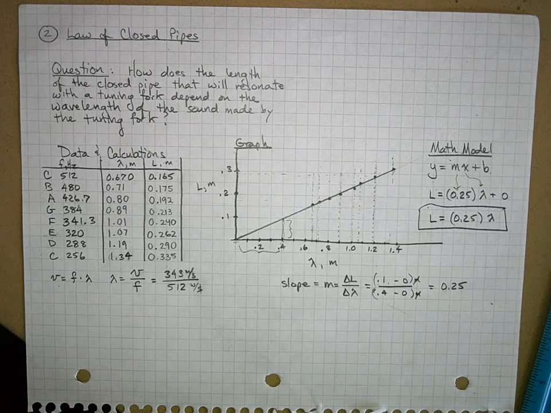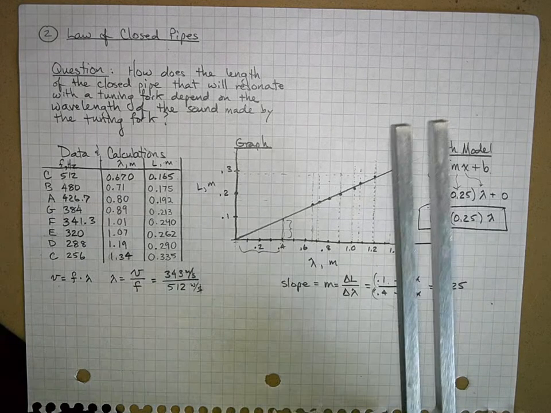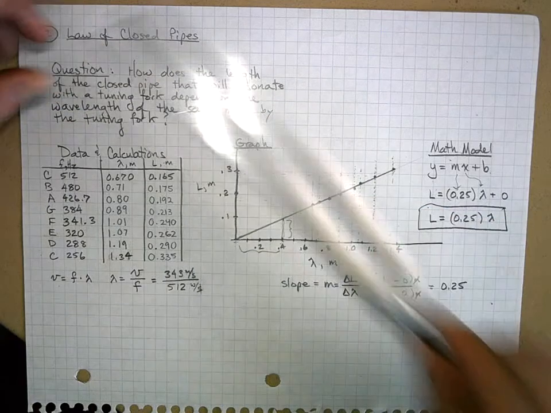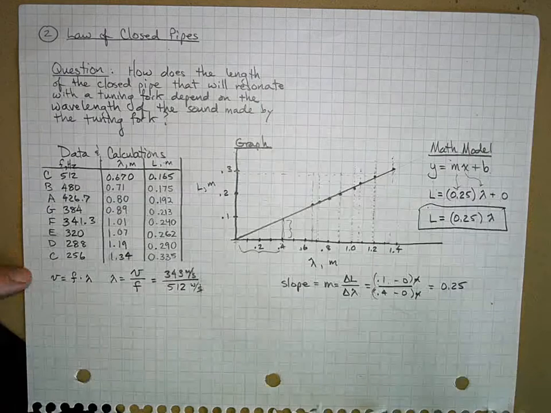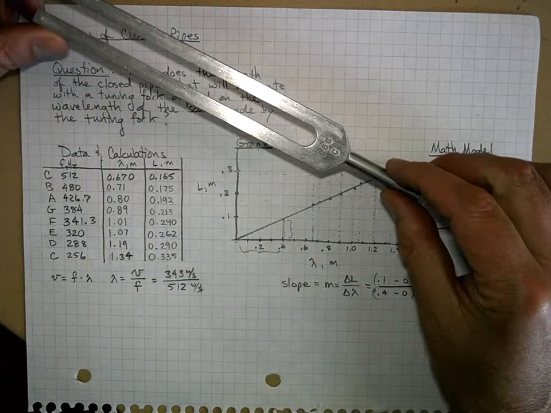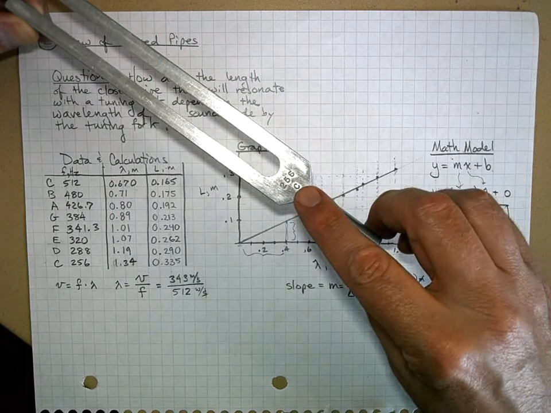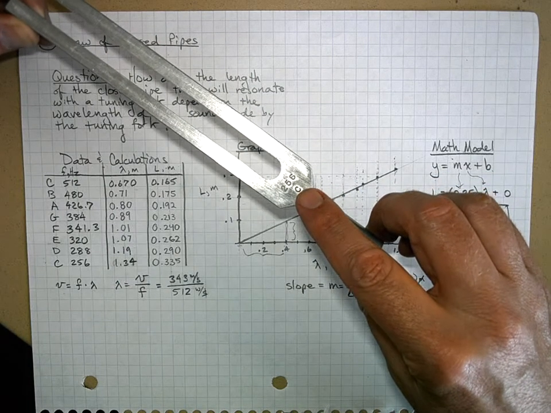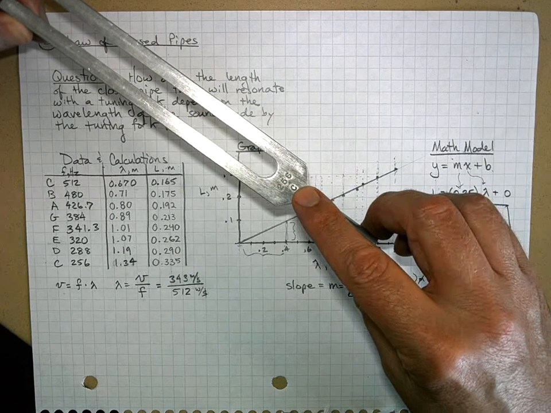Okay, for those people that have been absent for the lab, here's the data I want you to use, and here's what we did. We took a tuning fork. We took a whole series of tuning forks with different frequencies on them, and here's a tuning fork, and you can see that it's got 256 written on there.